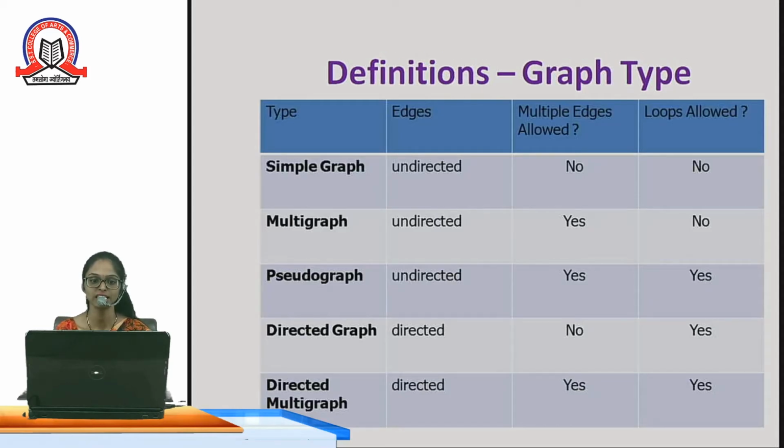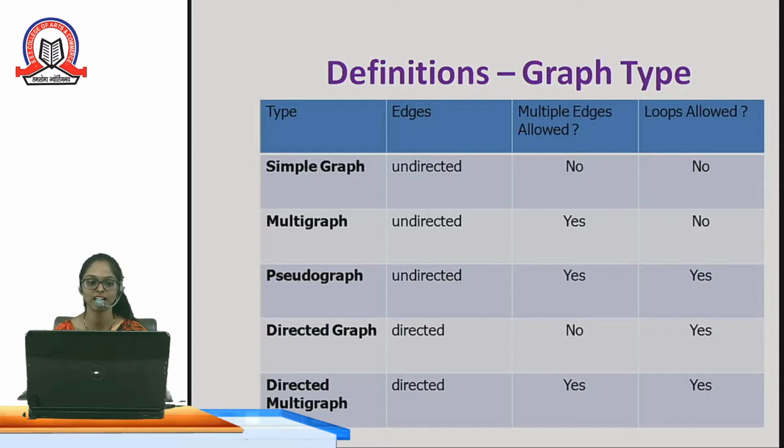Now you can see this table. Here I mentioned the types of graph, and whether directions, multiple edges and loops are allowed or not. First we see the simple graph. In a simple graph, directions are not allowed. Therefore, the edge type is undirected. Multiple edges and loops are also not allowed.